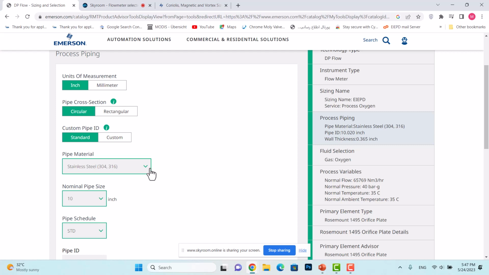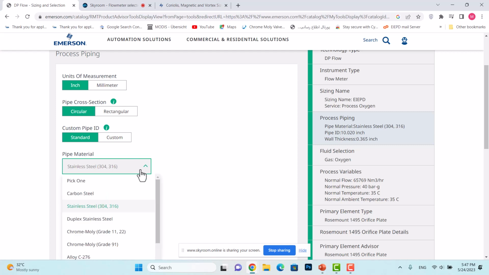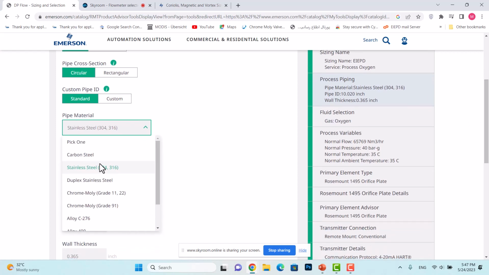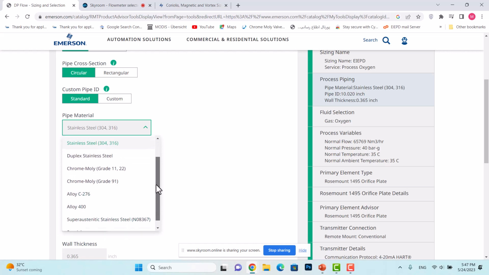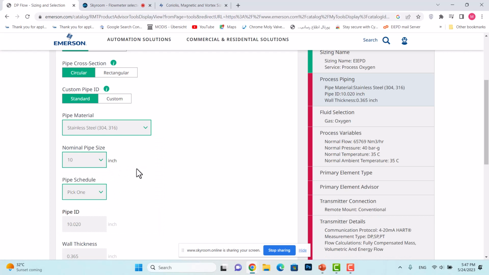So both of them are corrected. Here you can see we have carbon steel, stainless steel, duplex, and chrome moly, and alloys special, but I can't see any monel here. And in order to stay on the safe side, I select a stainless steel because I've seen that other companies use a stainless steel instead of monel with this grade.